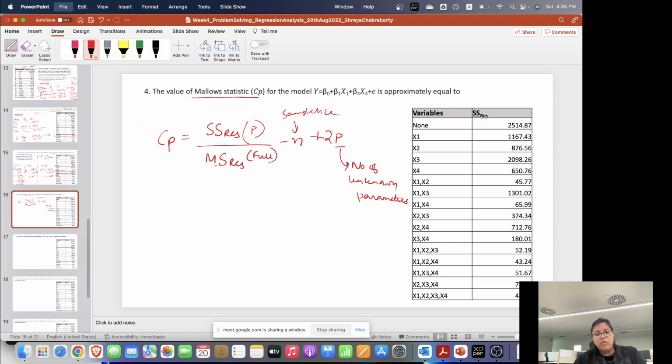Now we have to use this and get its value based on the figures in this table. So let's just start with it. Here, what is the value of P for this model? Anybody? P is the number of unknown parameters. So what is the value of P?